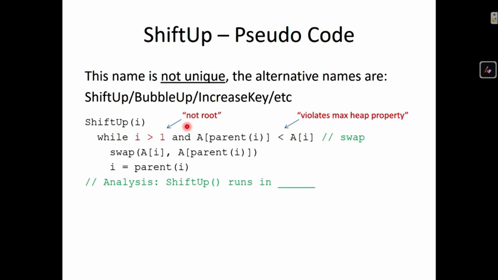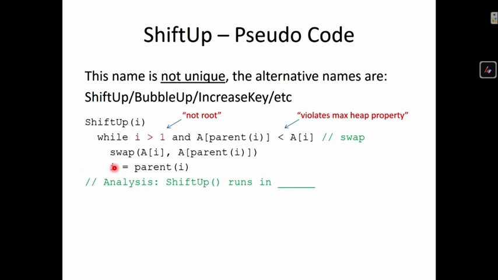Then from that point onwards, because it might not be in the correct place, I might be violating the binary heap property or max heap property. I need to shift it up until it is in the correct place. So this is what this shift up operation is doing. This name is not unique. You can have lots of other names like shift up, bubble up, increase key. So what are you actually doing here?